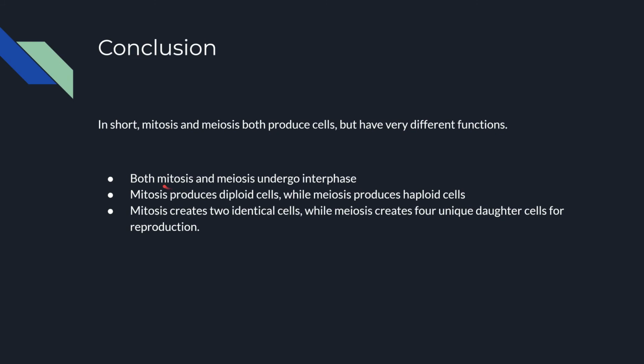Conclusion. In short, mitosis and meiosis both produce cells, but have very different functions. Both mitosis and meiosis undergo interphase. Mitosis produces diploid, while meiosis produces haploid cells. Mitosis creates two identical cells, while meiosis creates four unique daughter cells for reproduction.